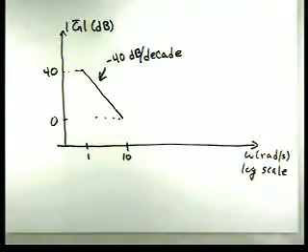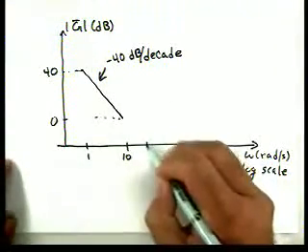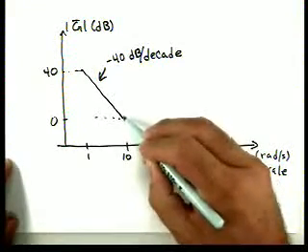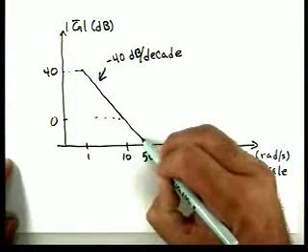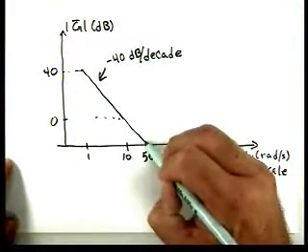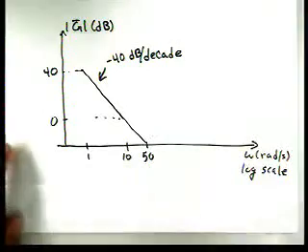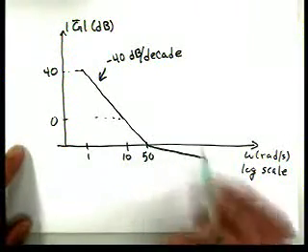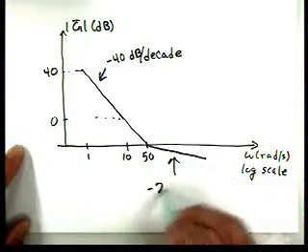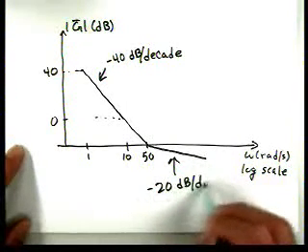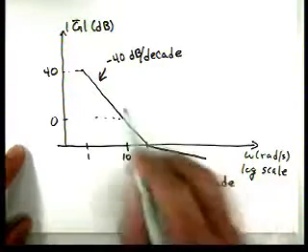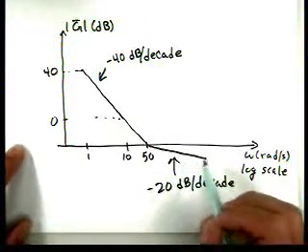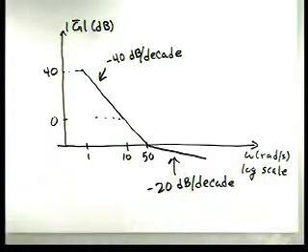So once we get out here to 50, our slope heads on down, and then at 50 our slope changes such that now the slope is minus 20 dB per decade, because we have a double pole at the origin that gives us minus 40 dB per decade. When the zero turns on, that's a positive 20, so we're left with a minus 20 dB per decade.